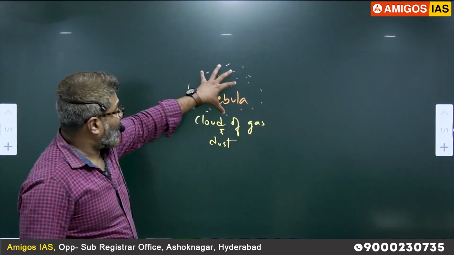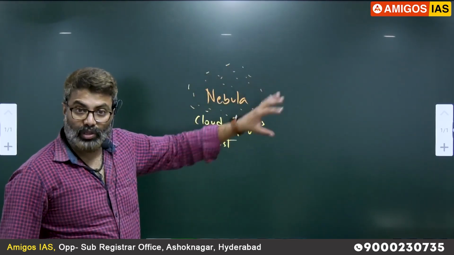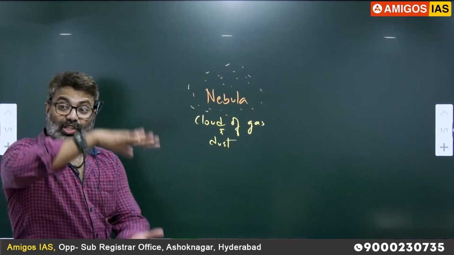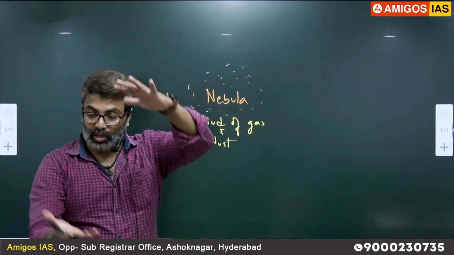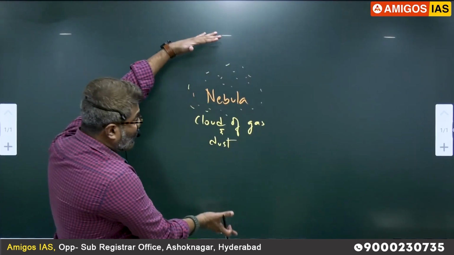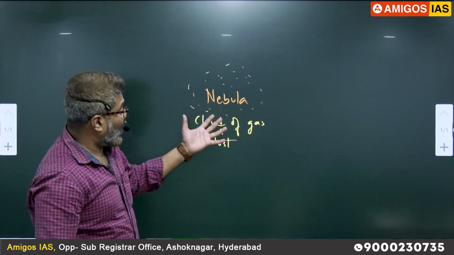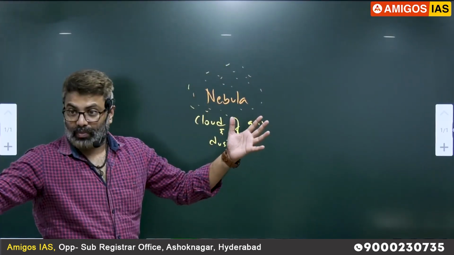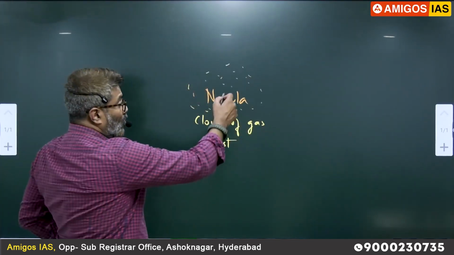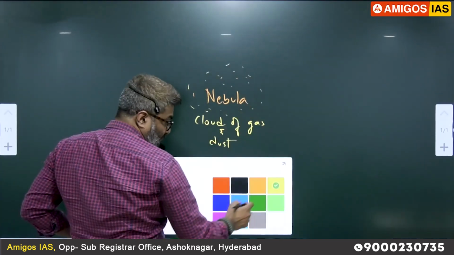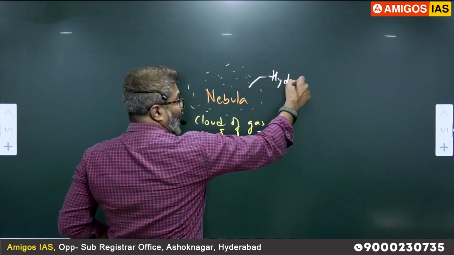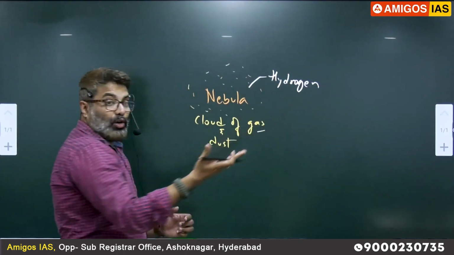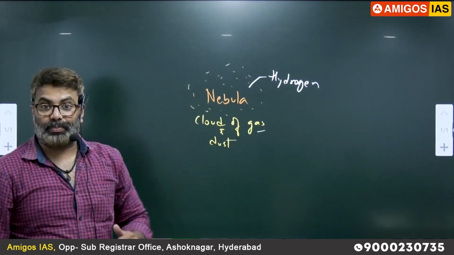So all these gases and dust were compressed due to a nearby star explosion. There was a nearby star explosion that led to a compression of this entire nebula. So the nebula had a huge amount of gases and dust. When they all got compressed, the most abundant gas was hydrogen. Most abundant element in the universe is what? Hydrogen. So all this hydrogen started to collapse under its own gravity.